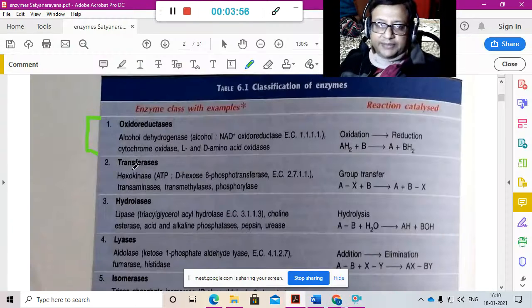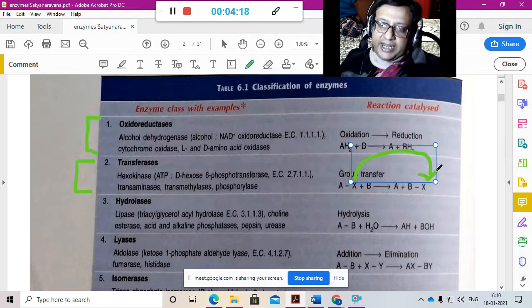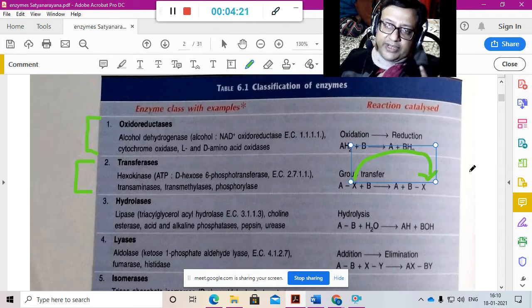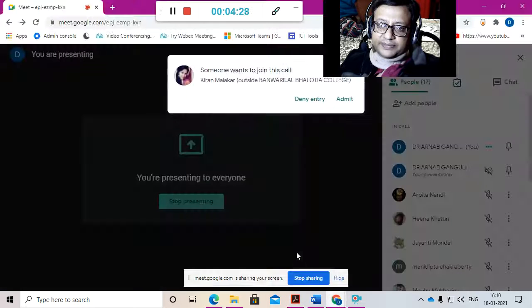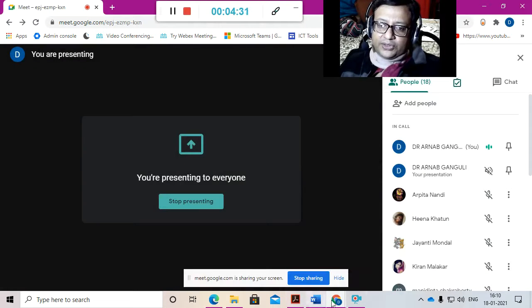You have other enzymes also. Then you have the enzyme transferases. Example: hexokinase, the first enzyme in glycolysis. It transfers a group. AX plus B is equal to A plus BX. So this X group is transferred to B. For example, in ATP, the phosphate is transferred to glucose to become glucose 6-phosphate. So this is the function of transferases.